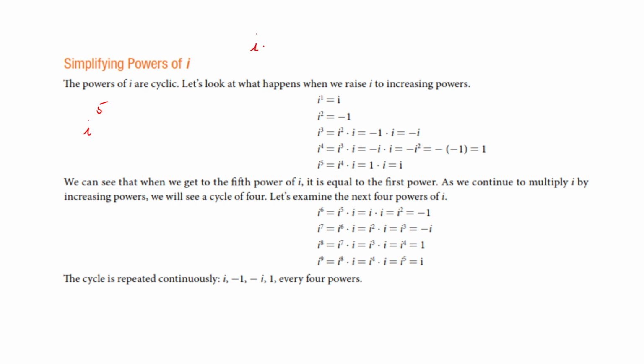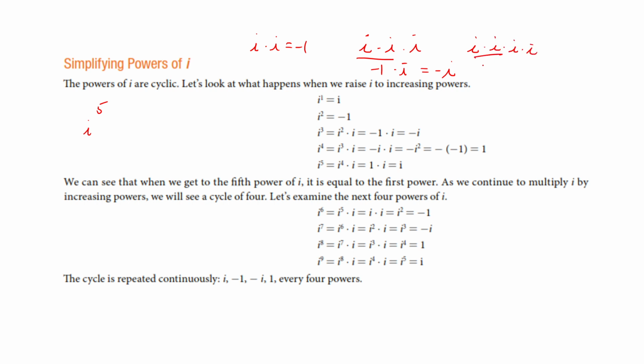So i times i, we've already said is negative 1. Well, what if you did i times i times i? You could think of this different ways, but if we've already said i times i is negative 1, do you see how we would create negative i here? So I've got 3 in a row. i times i was negative 1. We already knew that. Now another i makes it negative i. And then what would happen if we had 4 of them in a row?